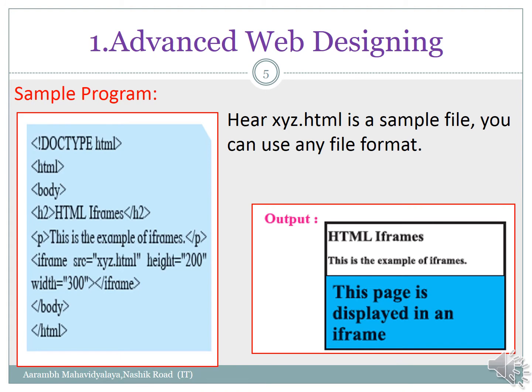Here is a sample program. In our program, first of all we have displayed the heading as HTML frames, and then with a paragraph we have specified that this is an example of iframes. Then we have provided the iframe window by using the attributes src, height, and width. Here the src is xyz.html, that is the file which we are going to display in the iframe window. It has a height of 200 pixels and a width of 300 pixels.